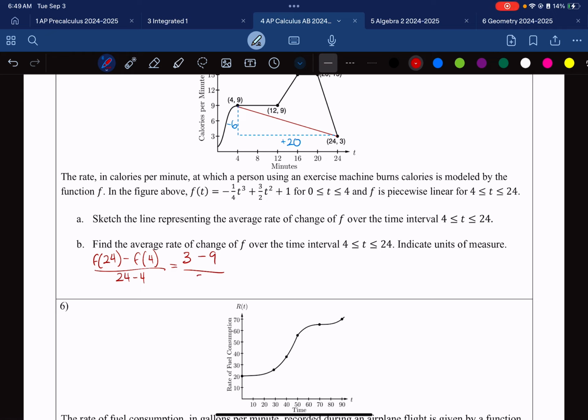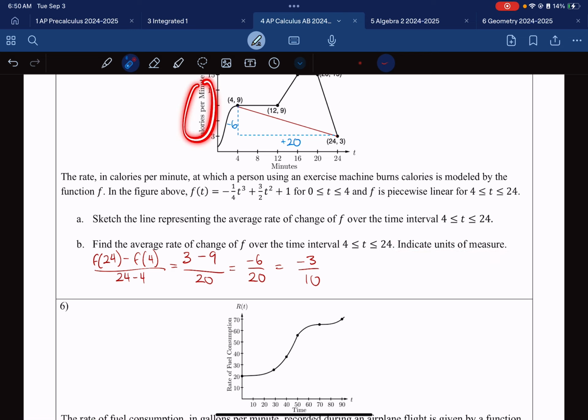And then all over 20, which is a -6 over, I was about to write 10. I was thinking ahead to simplify. And then I'm going to divide the top and bottom by 2. And this is going to be a -3/10. I don't know if I said a negative in my original answer, but it should be a -3/10. And I'm not done because I need to indicate my units of measure.